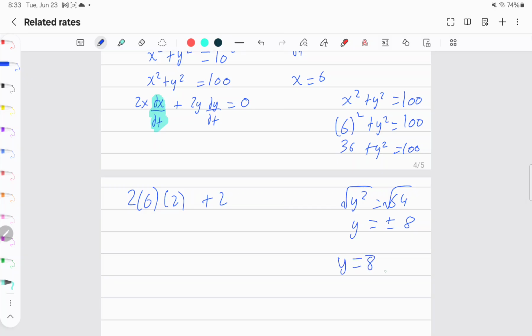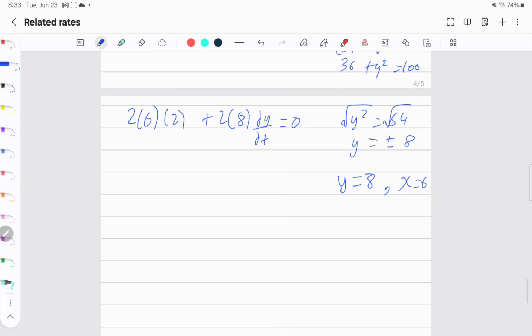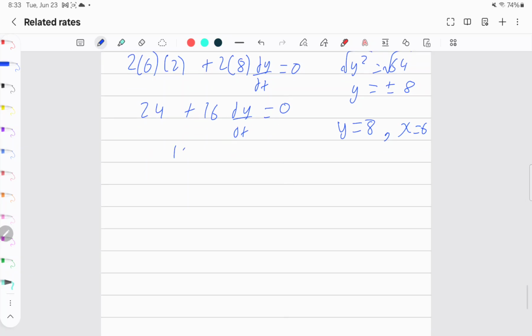So now we know that y is 8, my x is 6, I plugged in my x, I plugged in my dx over dt. Now I'm just simply going to plug in my y, it's going to be 8, and dy over dt is the thing that I'm trying to figure out. Now you can just expand it all together. 2 times 2 becomes 4. 4 times 6 becomes 24, if I'm not wrong. So 24 plus 2 times 8 is 16 dy over dt. Make dy over dt the subject.